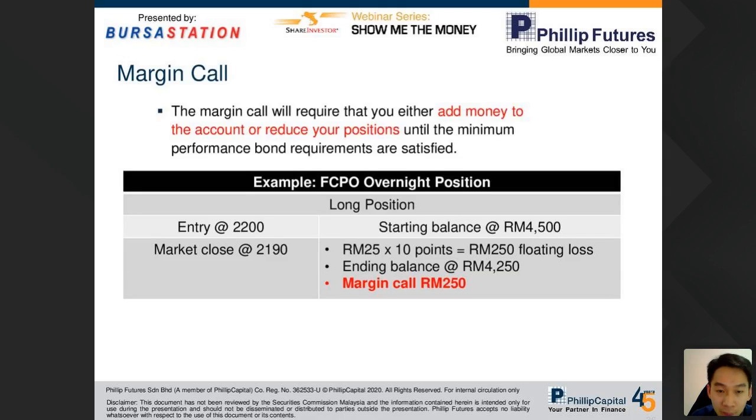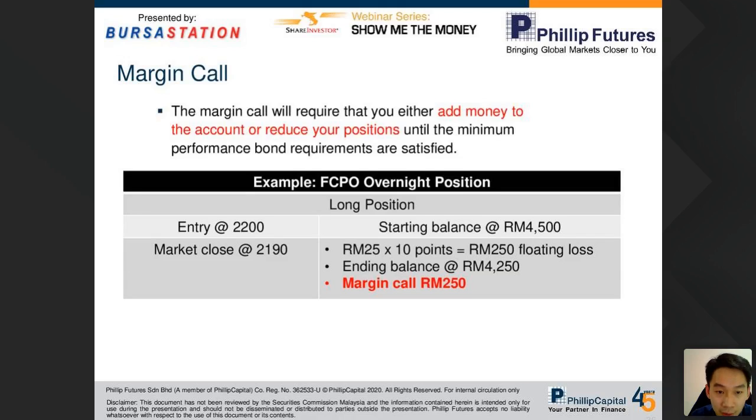Margin call happens when your balance is below the required margin. As I mentioned earlier in my previous slide, margin for FCPO is 4,500 and for FKLI it is 4,200. So when you're holding an overnight position, if your balance drops below these numbers, then you have a margin call the next day. Then your broker will chase you to top up the funds in your account.